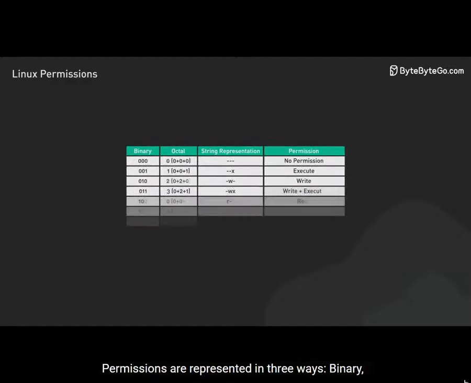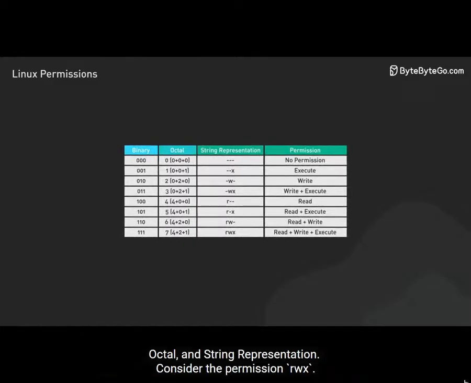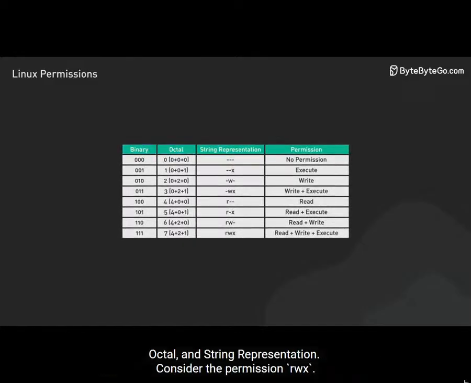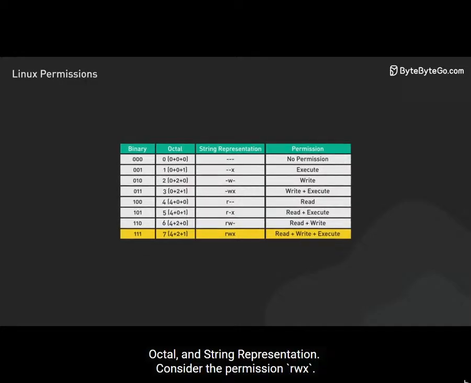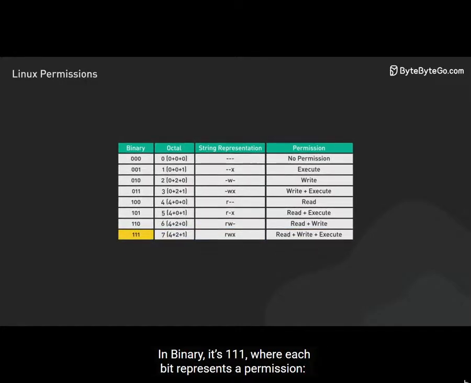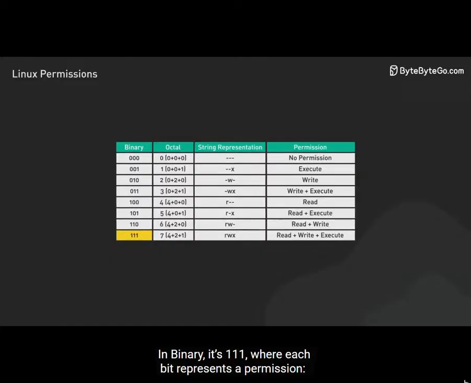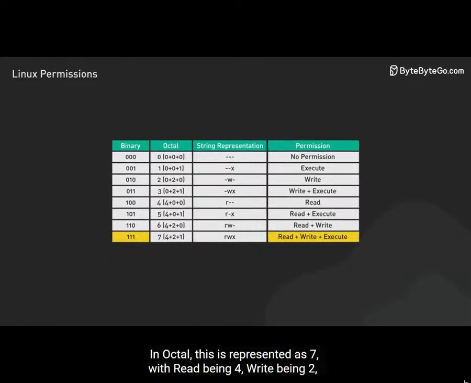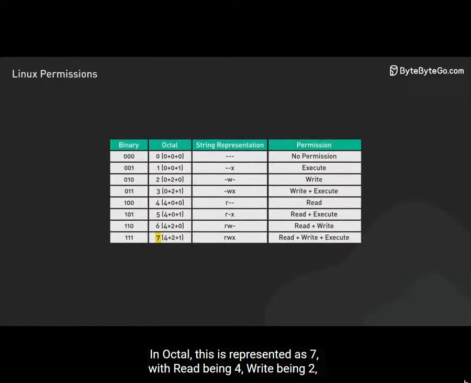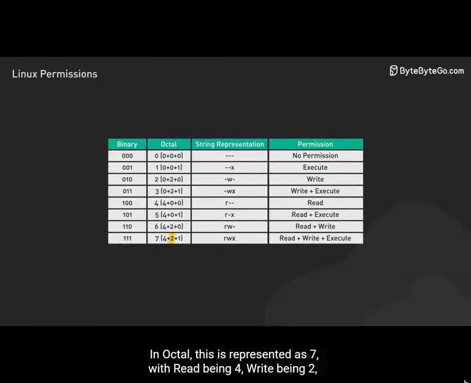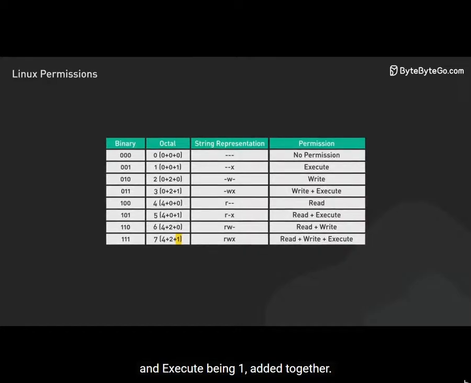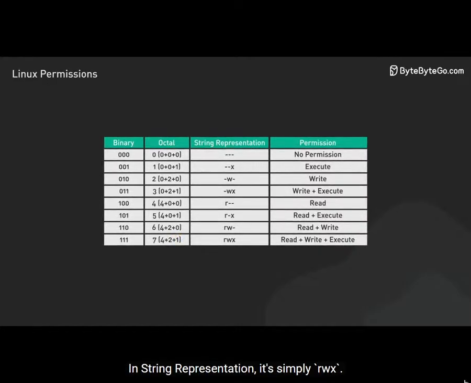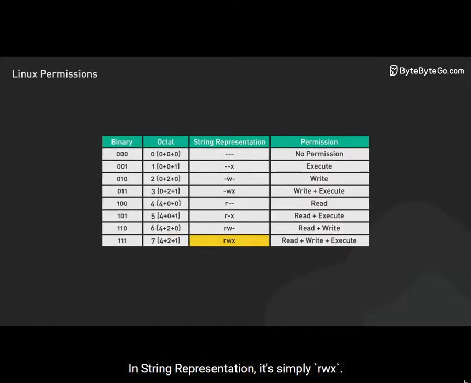Permissions are represented in 3 ways: binary, octal, and string representation. Consider the permission RWX. In binary, it is 111, where each bit represents a permission. Read is 1, write is 1, and execute is 1. In octal, this is represented as 7, with read being 4, write being 2, and execute being 1, added together. In string representation, it's simply RWX.